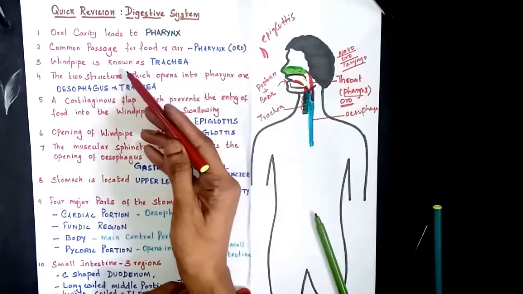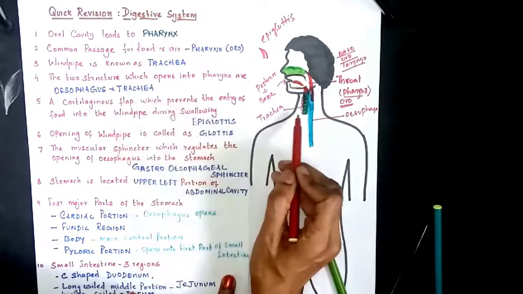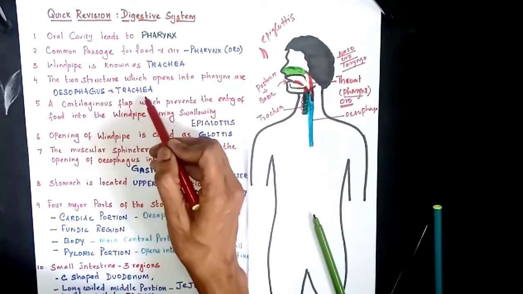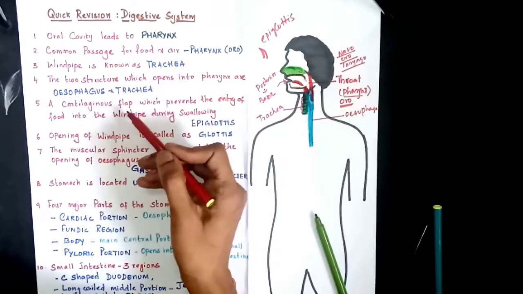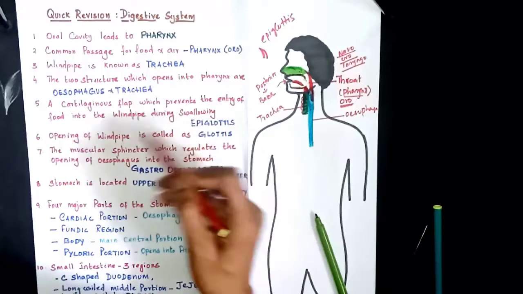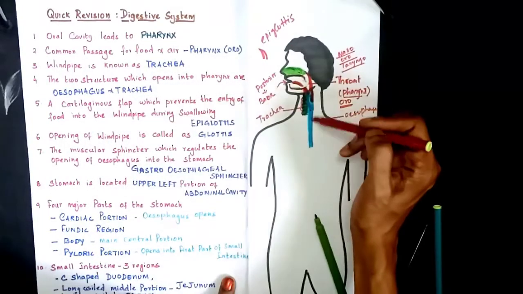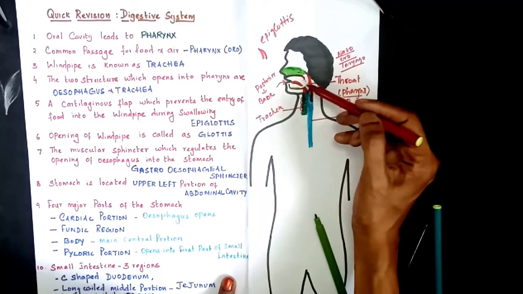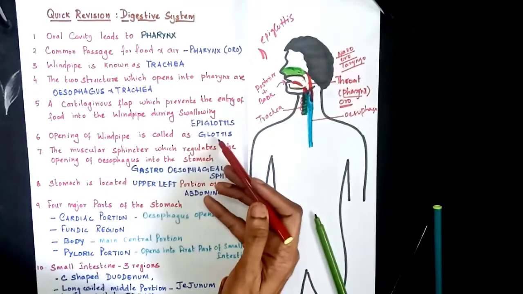So now we can say the other name for windpipe, the third point, is that the windpipe is known as the trachea. Fourth point, two structures open into the pharynx: the esophagus and the trachea. This is the trachea and this is the esophagus. The epiglottis is a cartilaginous flap which prevents the entry of food into the windpipe during swallowing. So when we swallow, the epiglottis is the flap which prevents the entry of food into the trachea, so that food will pass directly into the esophagus. The opening of the windpipe is called the glottis.